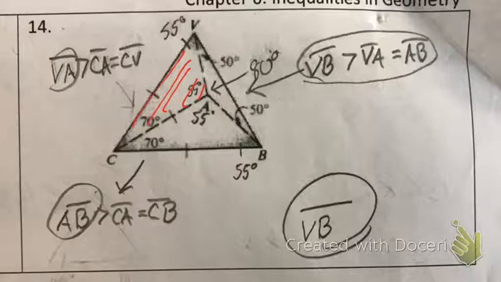Is it okay? I just did it this way. I just found which angle was the largest and then which side was opposite to it. It'll work most of the time, but not every time. Okay. All right. So we have to do it that way.